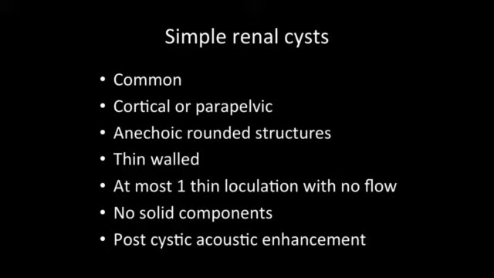Simple cysts can be cortical, so on the outside of the kidney, or involving the cortex, or parapelvic, so in or towards the middle. A simple cyst is anechoic and rounded. If it's complicated, so it's had a bleed into it, or there's pus in it, or there's malignancy within it, it may well not be anechoic. A simple cyst has a thin wall, a thick wall being a sign perhaps of infection or malignancy.